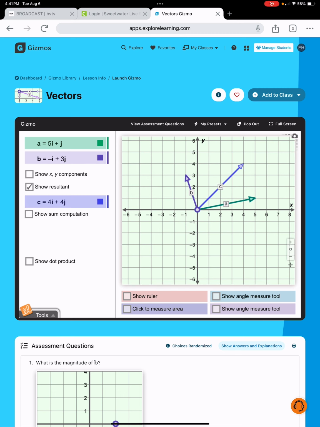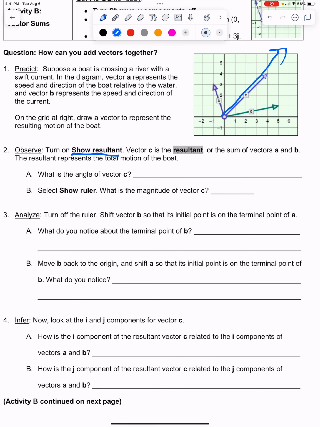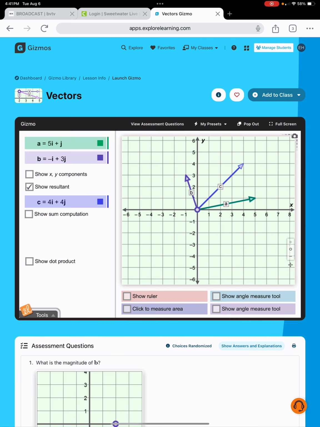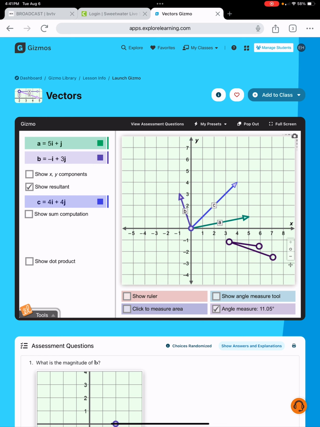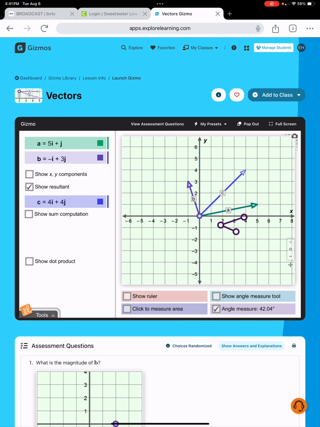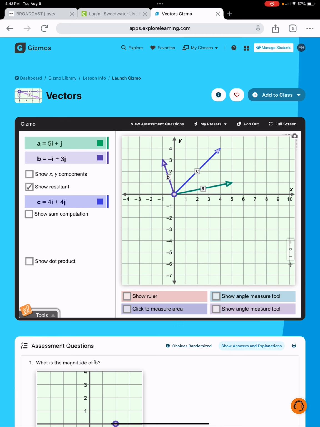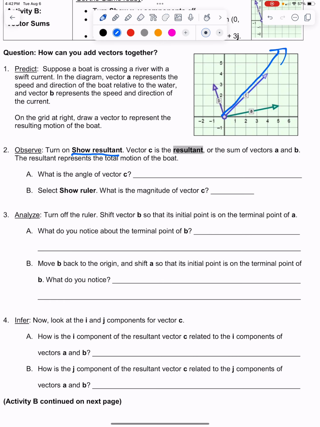Okay, turn on show resultant so you can see it. Show resultant, there it is, 4i plus 4j. Okay, and you can turn on show sum computation to see how you come up with that. But you can see we're going 4 in the X direction, 4 in the Y direction. It says, what's the angle of vector C? Okay, I'm still not able to get this thing to work. Again, what you're going to have to do is find the angle of vector C.